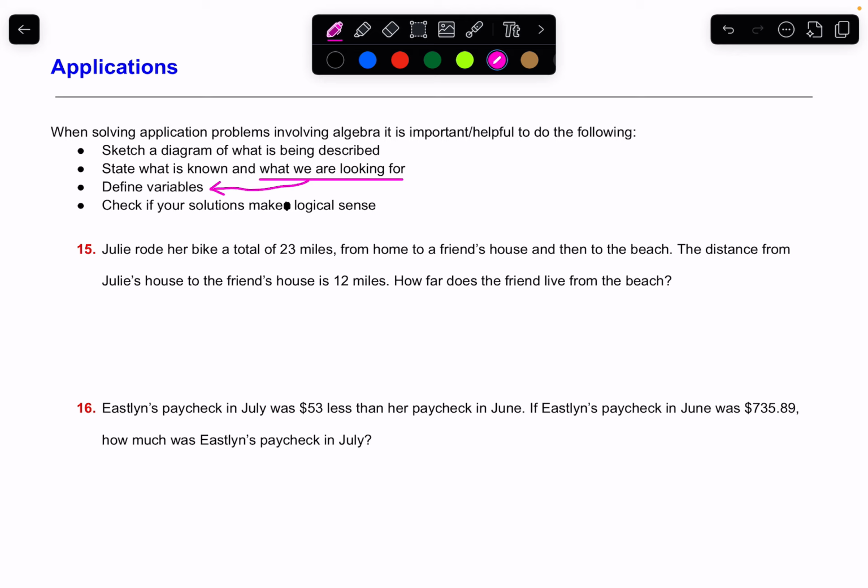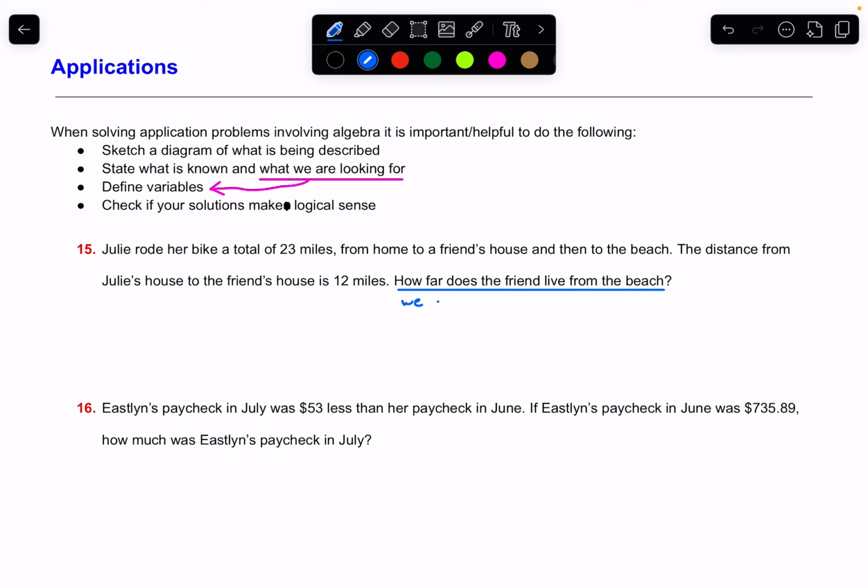So first problem here, Julie rode her bike a total of 23 miles from home to a friend's house and then to the beach. The distance from Julie's house to the friend's house is 12 miles. How far does the friend live from the beach? So now notice this last question. How far does the friend live from the beach? Okay, that tells us what we're looking for.